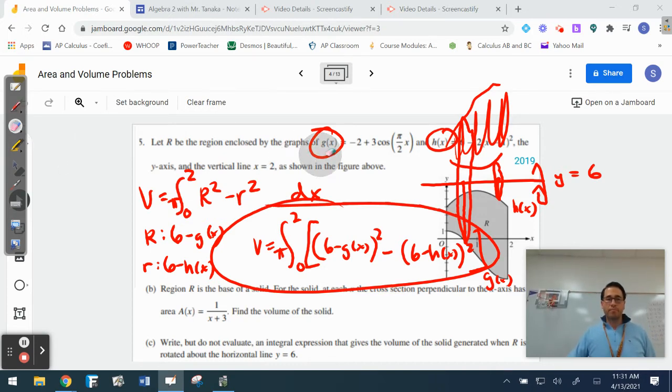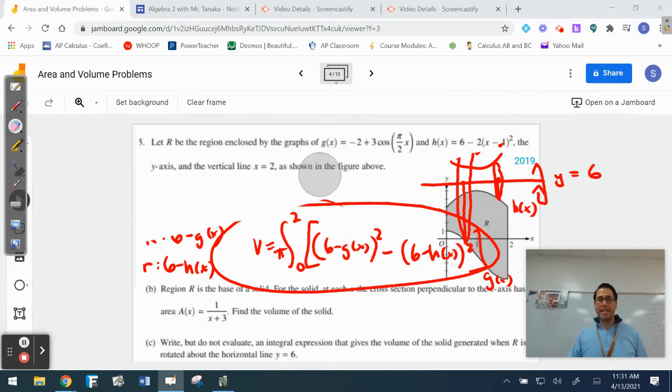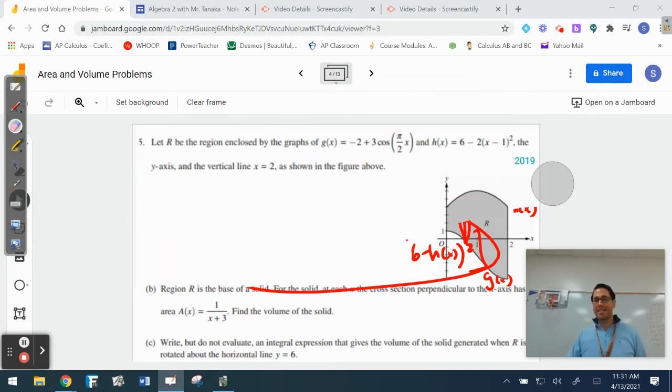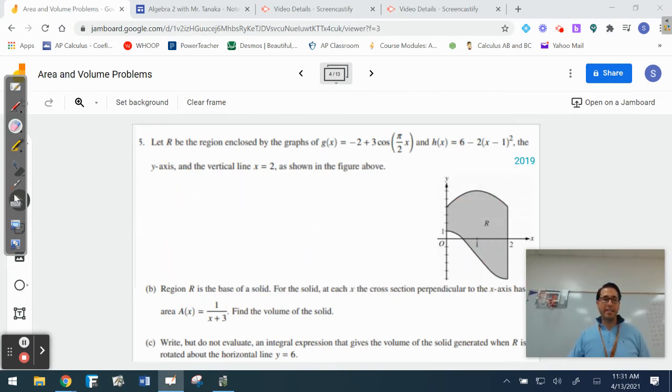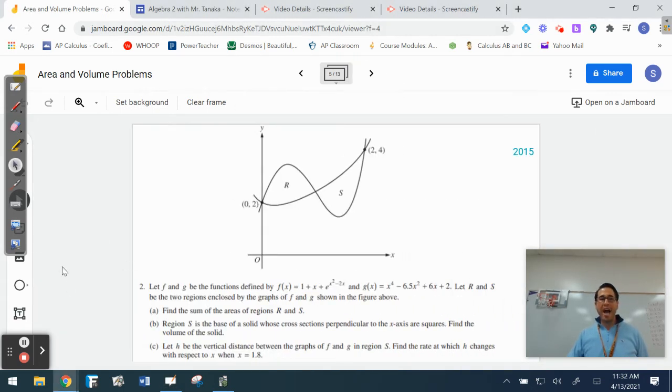All right. Area volume, it was in 2019. Guess which test I had to go to find another area volume on a free response? I had to go all the way to 2015. So let me change my page here, and it's number 2, which means it would be calculator, which means they weren't expecting you to do all the work. They worried more on this one about setups. All right, here we go.